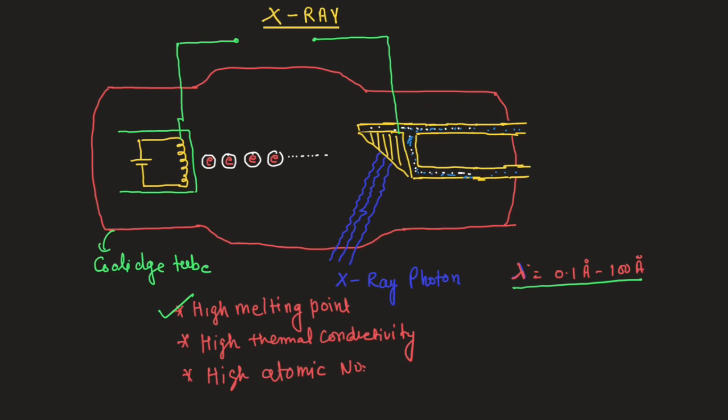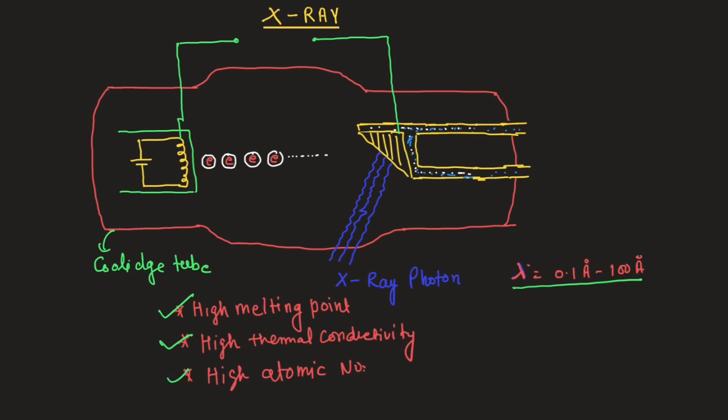Second property of this metal is high thermal conductivity. Conductivity should be very high so that the coolant can work. Third is high atomic number. More number of protons should be there, so more number of electrons will also be there. So it should have a high atomic number so that more electrons will be there to balance the protons. So there are three properties: high melting point, second high thermal conductivity, and third high atomic number.